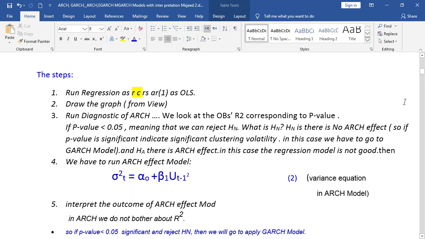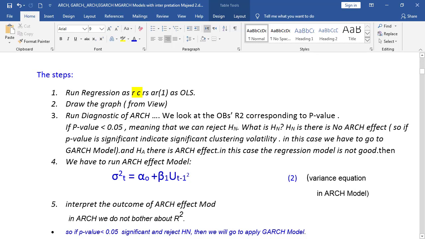First, we run the regression. The variable is R, and RS, which is return and stock return, with C and AR autoregressive, as ordinary least squares. Second, we draw the graph from View, run the diagnostic, ARCH. We look at the observed R square corresponding to the p-value. A p-value less than 5% means that we can reject the null. What is the null? The null is that there is no ARCH effect.